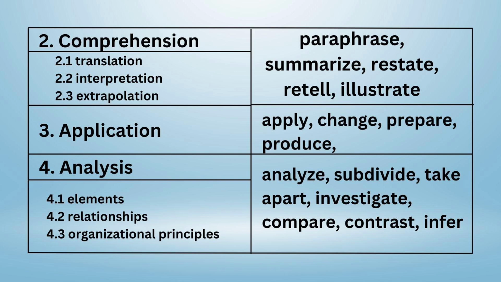Third, application. In this level, students apply their knowledge and comprehension to solve problems or create something new. So, it involves using learned information in a practical context. The sample verbs of this are apply, change, prepare, produce. For example, prepare. When we say prepare, it is getting something ready for use. So, for example, your teacher is giving you a task, which is giving a presentation. So, what do you need to prepare? Of course, you need to prepare by gathering materials, practicing the delivery, and preparing visual aids.